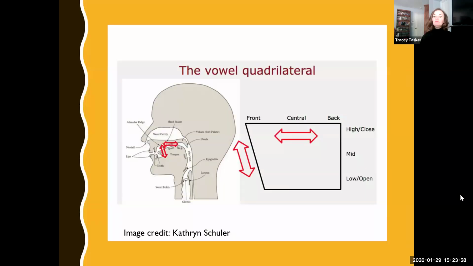Okay. So we can actually take the vowel quadrilateral that we were just talking about and superimpose it onto an image of our vocal tract. And right here, you see that we have the tongue going from the front of our mouths to the back, as well as the height within our mouth. Okay.